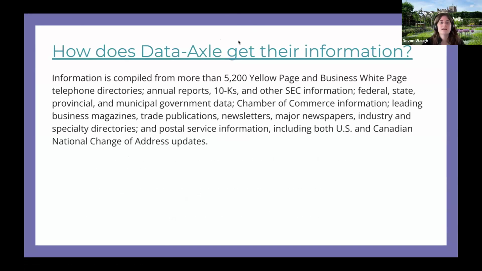So this is just a recap of a question that came in through registration. How does Data Axle get their information? Yellow Page and Business White Page directories, SEC information, government data, Chamber of Commerce info, business magazines, trade publications, newspapers, any sort of industry or specialty directories, and then things like census records, postal service information, change of address updates as well.